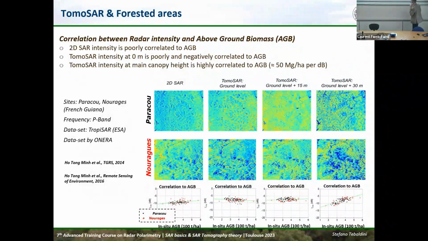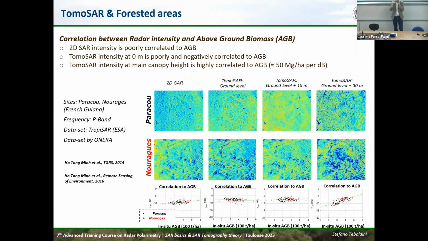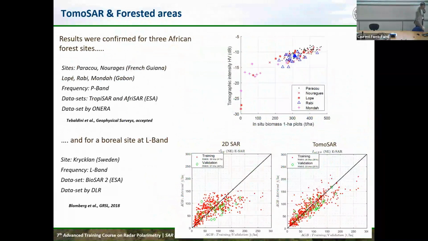And this is what we saw, basically. This is the correlation of a SAR image to forest biomass. So there is some correlation, but not too much. This is the correlation for just the ground. There is a slight negative correlation. There is not so much correlation for the mid canopy, but there is a very good correlation for the layer at 30 meters. So this was a finding that if we are able to single out the contribution of just some part of the forest, then we can largely increase the sensitivity to forest biomass. And this was repeated in different forests and also at L-band for the case of boreal forest.